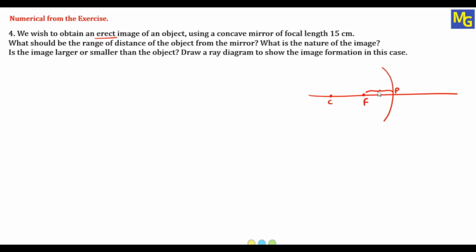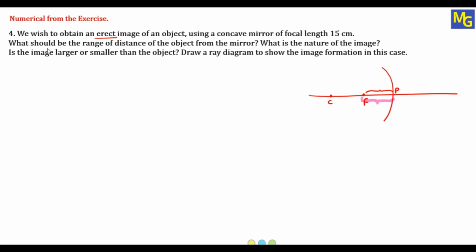Now if I keep my object between the principal focus and the pole, this is the principal focus and this is the pole, somewhere here between these two, I am going to get the image on the back side of this mirror. And whenever I get the image on the back side of this mirror, it will always be erect. So this is the main thing which you have to remember. And here in the question, we are getting the erect image. Erect image means for this, our object should be between F and P.